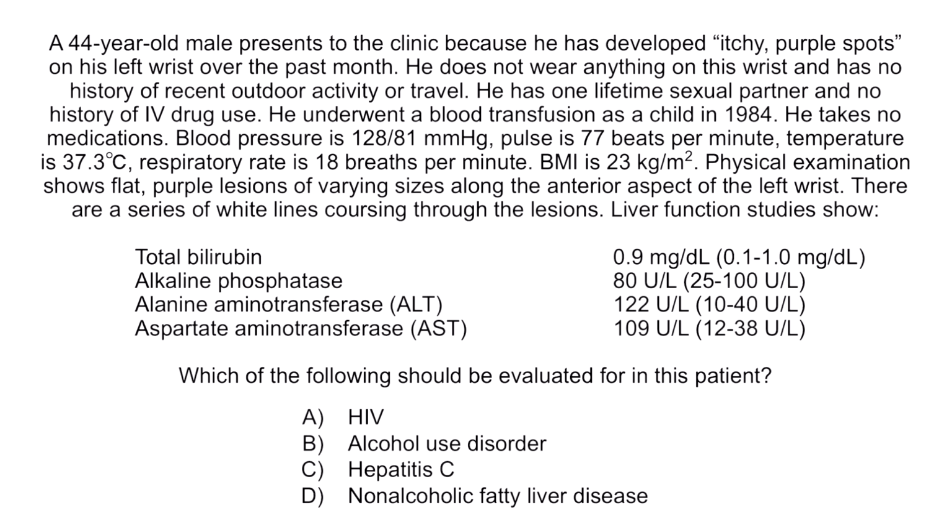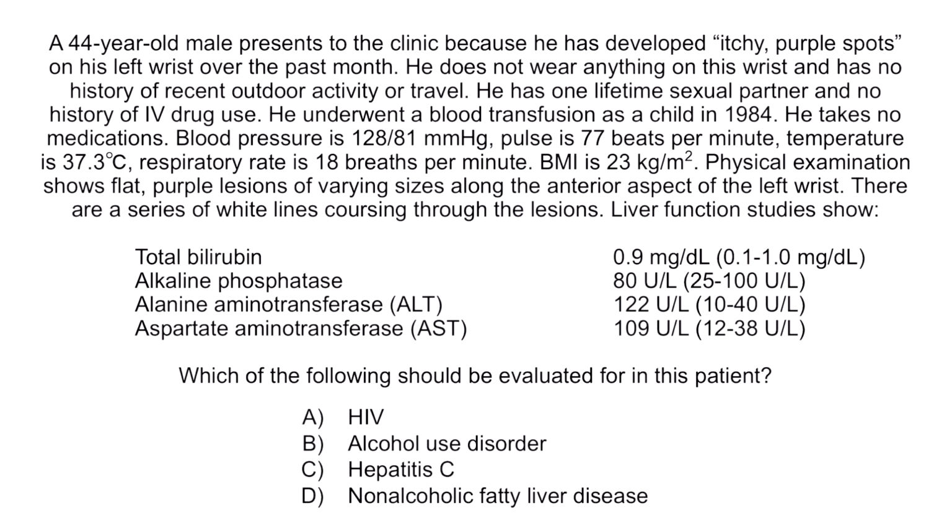He takes no medications. Blood pressure is 128 over 81 millimeters of mercury. Pulse is 77 beats per minute. Temperature is 37.3 degrees Celsius. Respiratory rate is 18 breaths per minute. BMI is 23. Physical examination shows flat, purple lesions of varying sizes along the anterior aspect of the left wrist. There are a series of white lines coursing through the lesions.